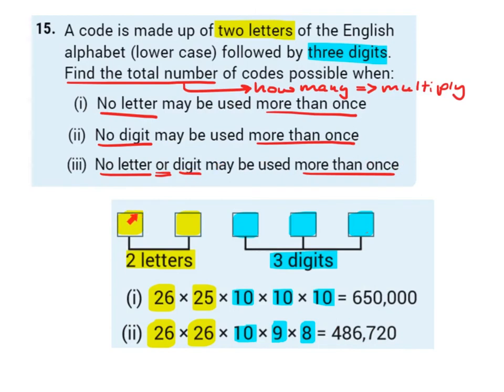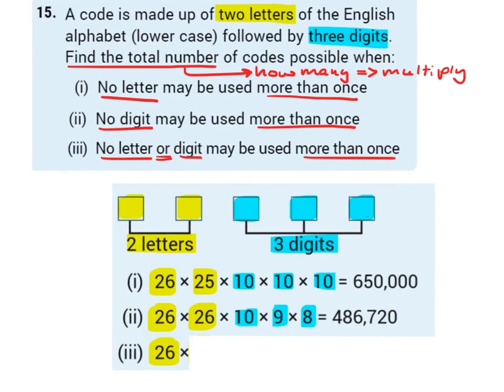So for the first letter, we start off with a choice of 26 letters because there's 26 letters in the alphabet. And the question says find the total number, which means how many, so we multiply. And we're going to multiply that by 25 because once we've used one of the letters here, it doesn't matter what the letter is, let's say it's a P. We've used the letter, we can't use it again, so now we've only 25 letters to choose from for the second letter. So we're going to multiply that 26 by 25.